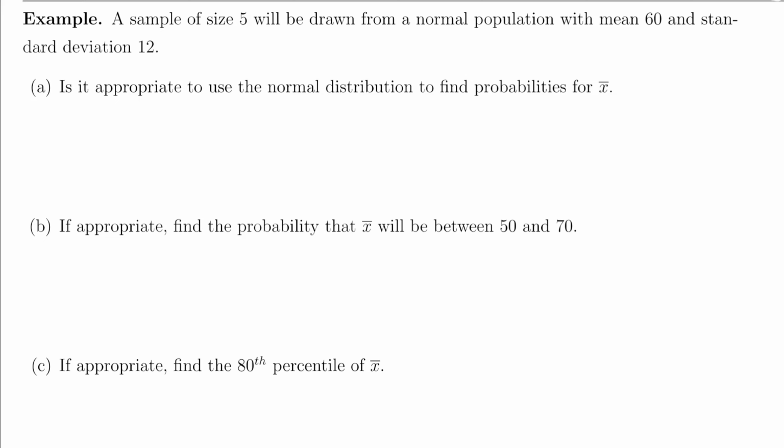So it says a sample size of 5 will be drawn from a normal population with a mean 60 and a standard deviation of 12. The first question is: is it appropriate to use the normal distribution to find the probabilities for our sample mean x bar? Now, I'd encourage you to take a moment and read through the first sentence of the example again. Are there any key words that we should take note of?